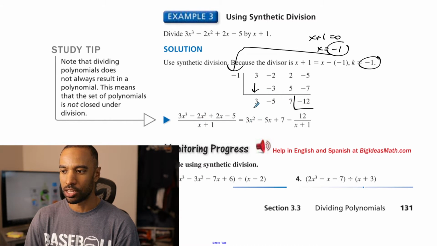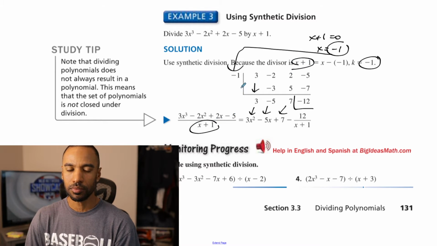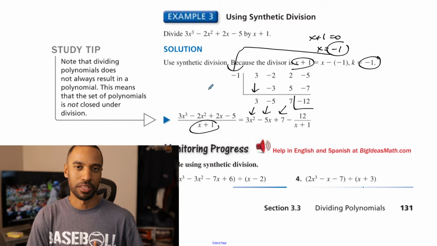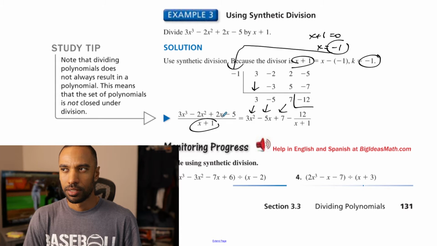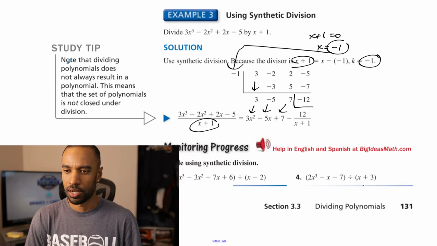The result is 3x squared minus 5x plus 7 with this remainder, minus 12 over the original linear divisor, x plus 1. Not factor, excuse me. It's not a true factor if that's a remainder, but the linear divisor. It's not often that they do two examples of the same kind of thing in a lecture.